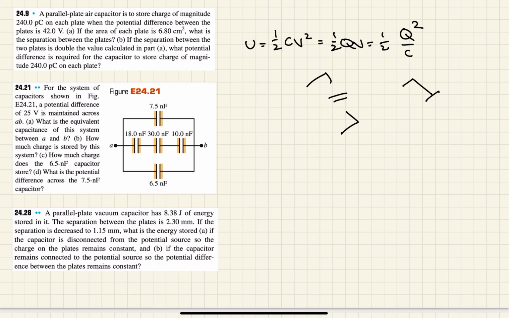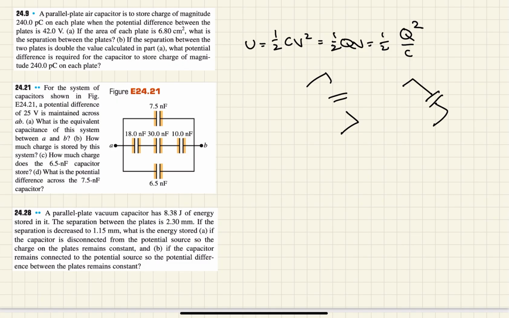When it remains connected, well, it's connected to a voltage source. It cannot deviate from that voltage, but the charge can move because it's connected with wires, and so the charges can move through the wires away from the capacitor or towards the capacitor, depending on what the voltage says. And so if the capacitor remains connected, that means potential difference is constant, charge varies. If it's disconnected, charge is constant, potential difference varies.